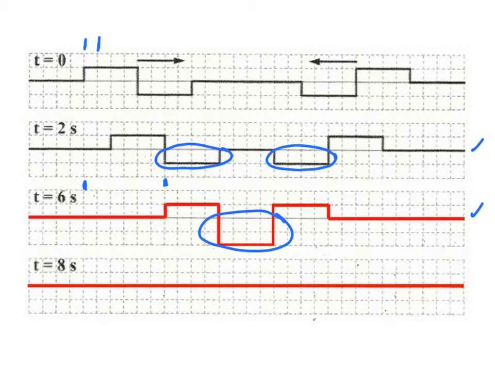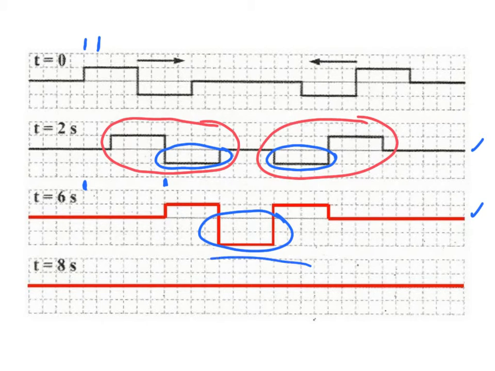Once they completely overlap, because we have a positive and a negative here, and then a negative and a positive there, then when they combine, we get zero displacement. So this is where the waves have entirely overlapped. That's at 8 seconds in.